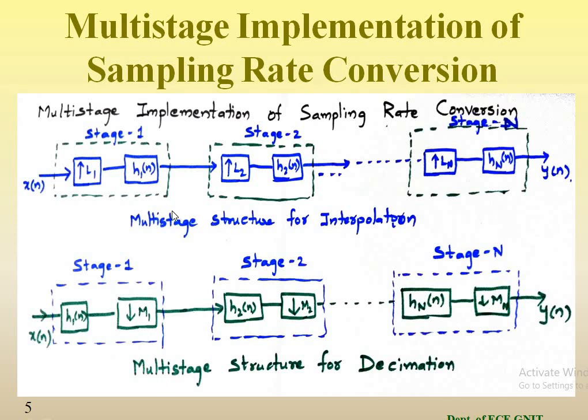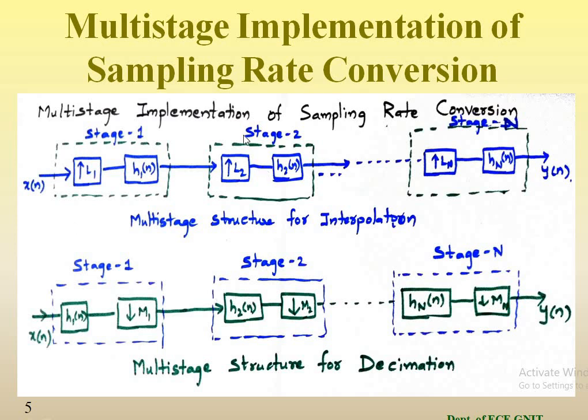This can also be identified as some simple identities, where if we have x of n as an input, then you can consider M1, M2 as two different decimation factors given to y of n. The equivalent structure can be simply replaced with one block equal to M, where M is the sampling reduction factor, which is equal to the product of M1 and M2.